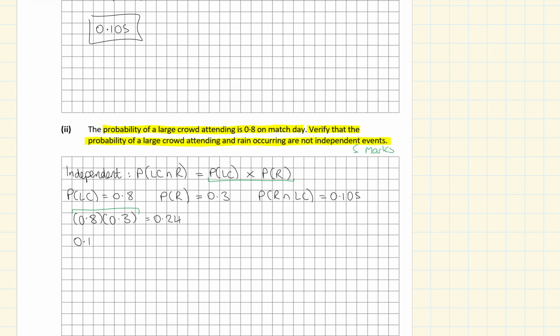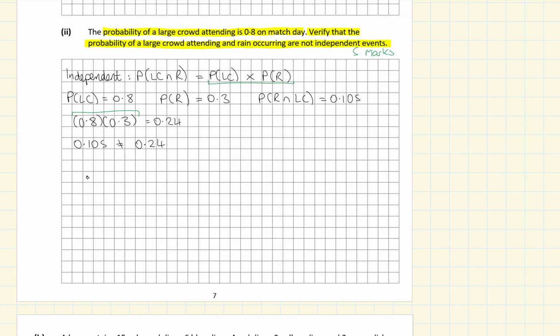And we just need a little statement now that 0.105 is not equal to 0.24. So, and our written statement now. So therefore, the probability of a large crowd plus rain are not independent events. That's done for part 2 for 5 marks.